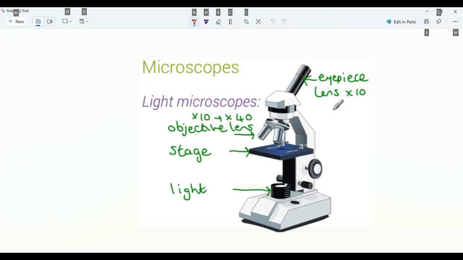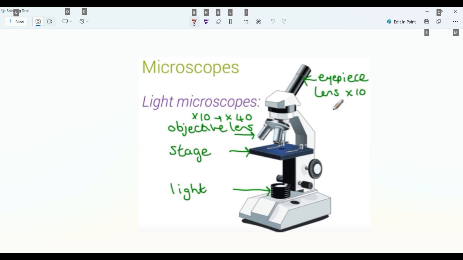So here's a microscope. You have a light, which is used to have light, a stage, which will have the thing you're looking at on it, and then your objective lens and the eyepiece lens. You can see there's three different objective lenses over here. So you can change it to different zooms, for example, times 10 all the way to times 40. And the eyepiece lens up here is normally just times 10 by default.